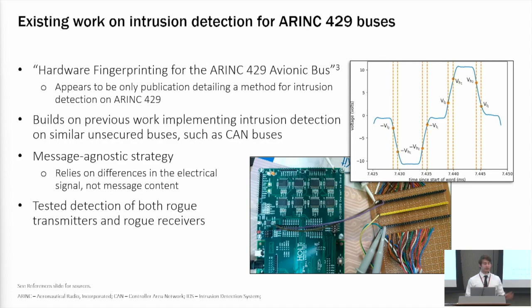Their approach, as you can see from that one image in the top right, is they segmented the ARINC 429 message into segments. So you have low segments, null segments, and then transition segments between each of your sort of plateau sections. Then they could train an intrusion detection system on these segments and the electrical characteristics of them, and then use that to identify whether a transmitter was the valid transmitter that we had trained our detector on or some new transmitter connected to the network. And they tested detection of both rogue transmitters on the network and rogue receivers on the network.